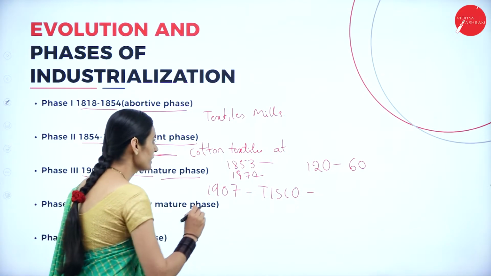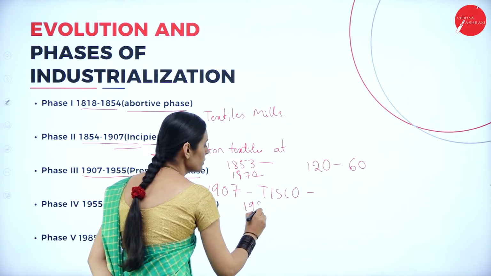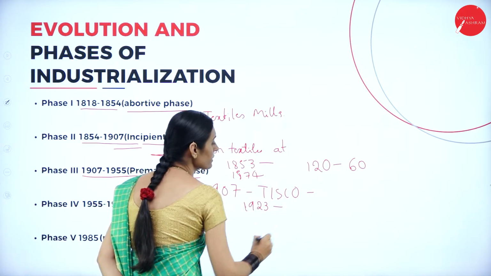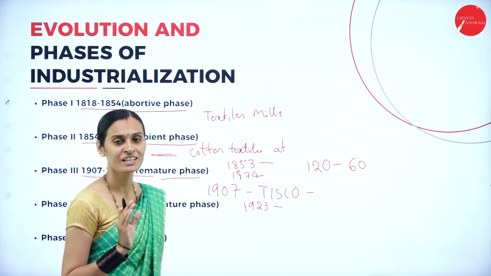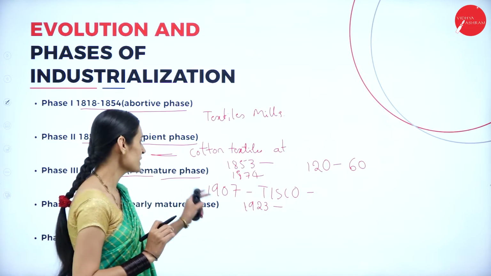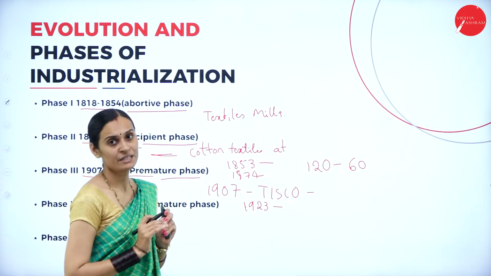And the next one, that is in 1923, the Visvesvaraya steel plant was established at Bhadravati in Karnataka. Okay, these are all different big industries that were established before independence.